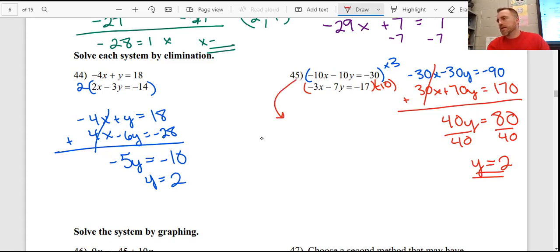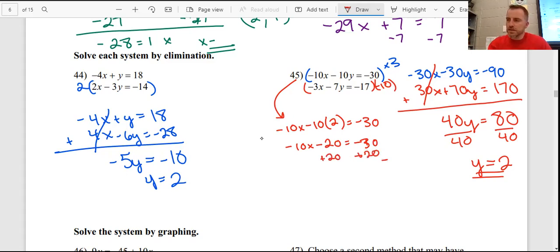Negative 10x minus 10 times 2 equals negative 30. So negative 10x minus 20 equals negative 30. I'll add 20 to both sides, solving for x here. I get negative 10x equals negative 10. Divide by negative 10, x equals 1, and the solution is 1, 2.